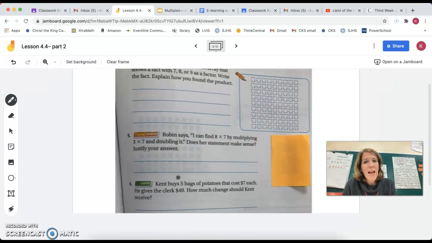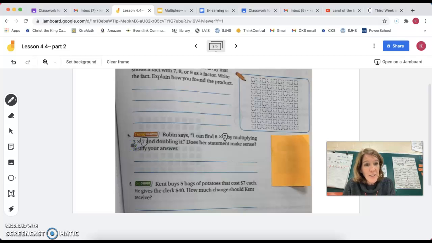Number 5. Robin says, I can find 8 times 7 by multiplying 3 times 7 and doubling it. Does her statement make sense? Okay, so which factor did they change? Look, 8 times 7, and then it is 3 times 7 doubled. So it would be 2 times 3 times 7, right? 2, 3 times 7s. Does that make sense? They kept the 7 factor, right? So the factor that they changed is the 3.